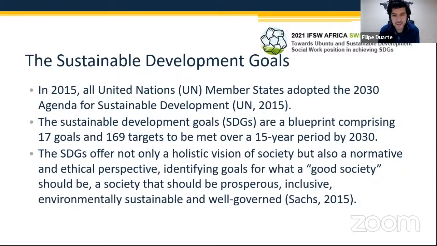But again, the SDGs are a blueprint comprising, as you know, 17 goals and 169 targets to be met over the 15-year period. The SDGs offer not only a holistic vision of society, but also a normative and ethical perspective, identifying what goals a good society should have: a society that should be prosperous, inclusive, environmentally sustainable, and well-governed. I'm citing here Professor Jeff Sachs from Columbia University in New York.